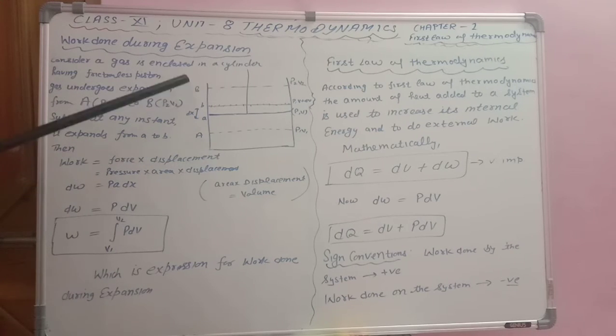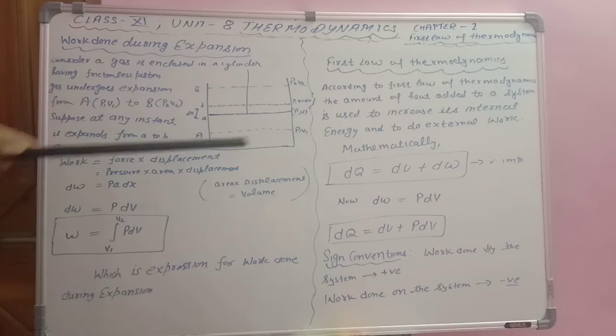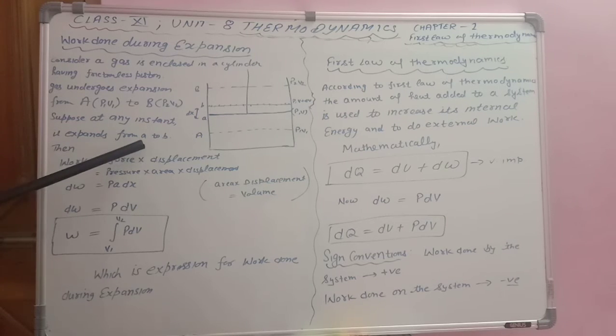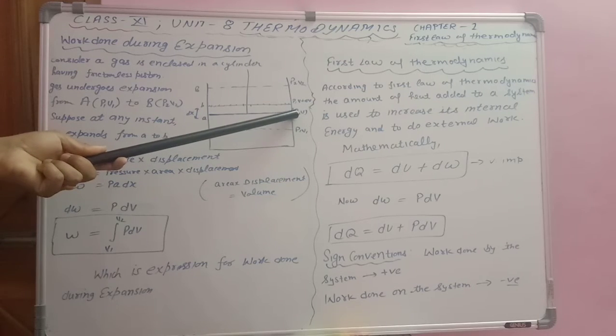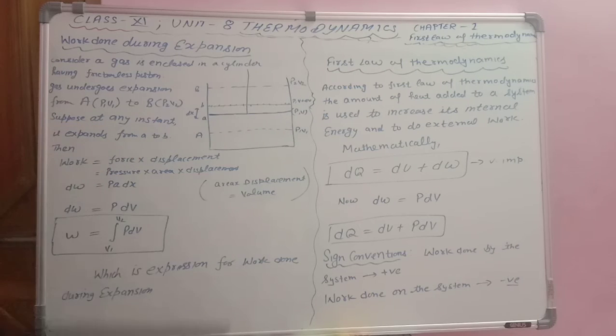So the gas is expanding from A to B. Between A and B you can see two more points, small a and small v. Suppose at any instant, at any time, we check that the gas was expanding from small a to small v, and the distance is dx. At point A the pressure was P and the volume is V. At point B the pressure is P, but the volume changes from V to V plus dV. The volume is increasing, which is expansion.